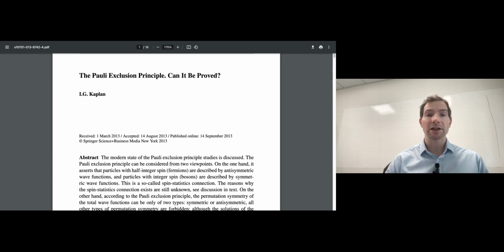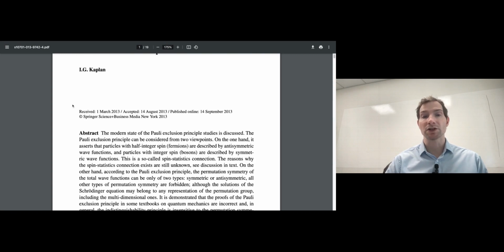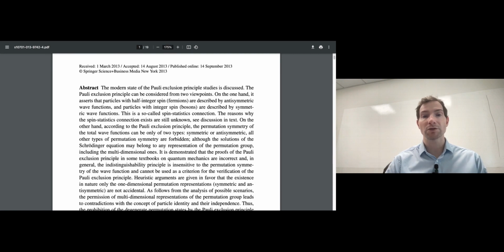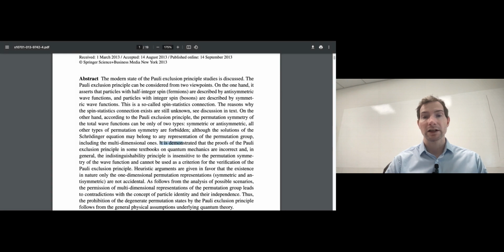Now, what you can see here is that this person is going to discuss the modern state of the Pauli exclusion principle. And one of the things I want to show is this particular line here. It is demonstrated that the proofs of the Pauli exclusion principle in some textbooks on quantum mechanics are incorrect. And in general, the indistinguishability principle is insensitive to permutation symmetry of the wave function and cannot be used as a criterion for the verification of the Pauli exclusion principle.